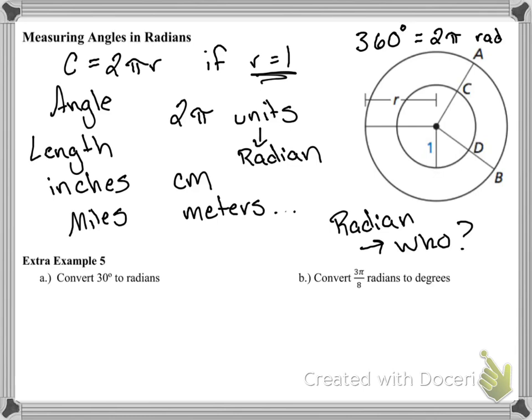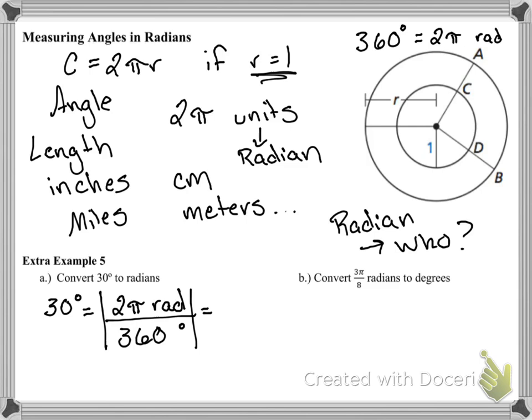When we're converting between the two, we use this idea: 360 degrees equals 2 pi radians, and then we use our factor label method from science. Here, if I want to convert 30 degrees to radians, I set up a conversion. Degrees is in my numerator, so I need degrees in my denominator, and radians would be up here. We know 360 degrees equals 2 pi radians.